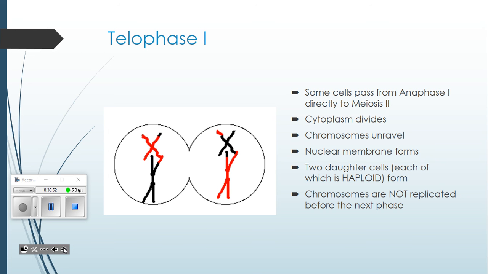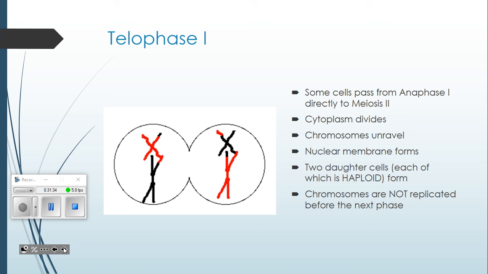Now the cytoplasm divides, and in meiosis, the telophase 1 step happens almost concurrently with cytokinesis. So unlike mitosis, where this happens, then this happens, the cytokinesis is happening in conjunction with telophase 1. So the chromosomes unraveling and membrane forming might not be visible all the time. What is really important, though, is that you are getting 2 daughter cells, each of which is haploid.